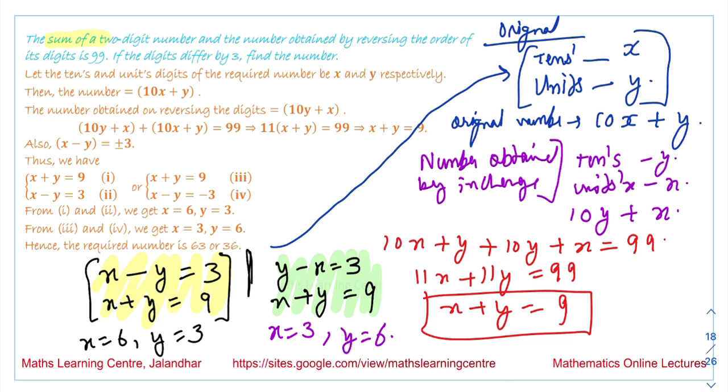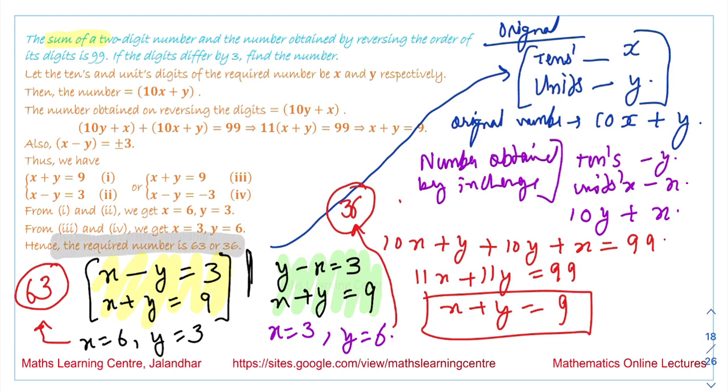So the numbers that we obtain, in this case it is 63, and in this case it is 36. So we are saying the required number is 63 or 36. Any of these two numbers will satisfy the conditions given in this problem.